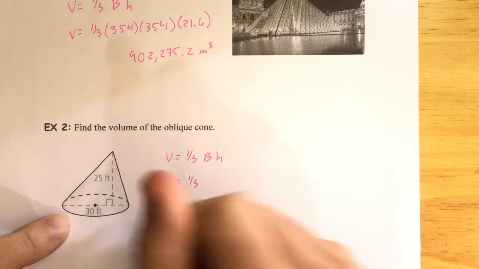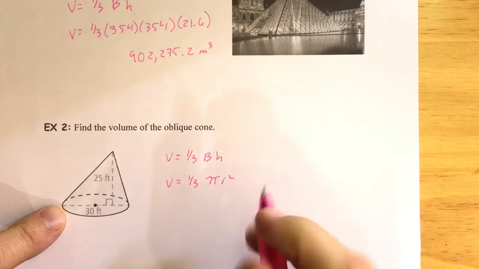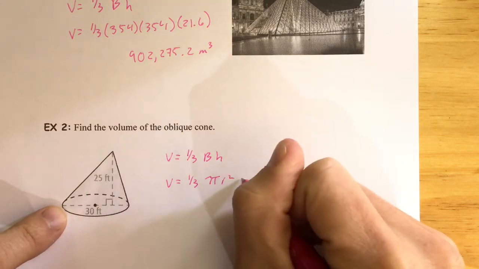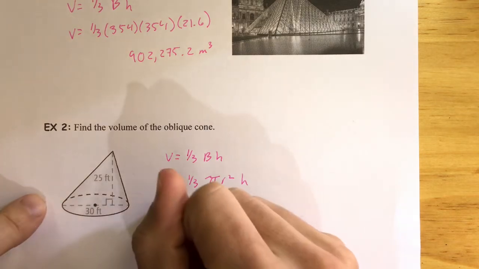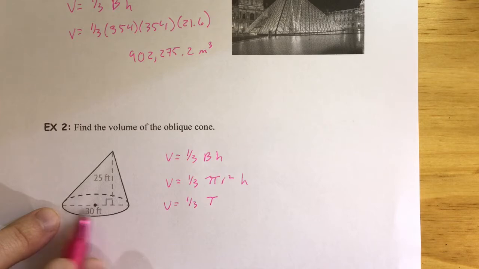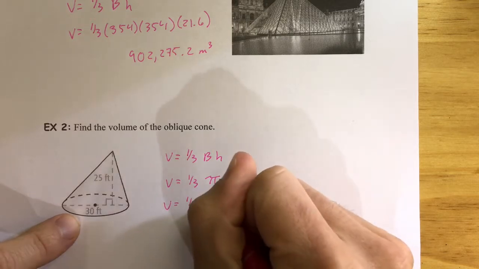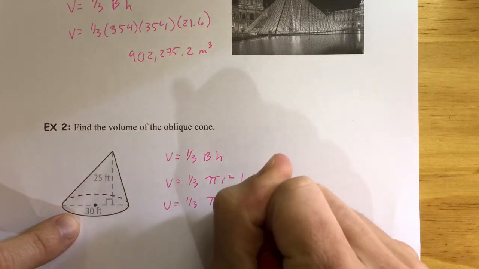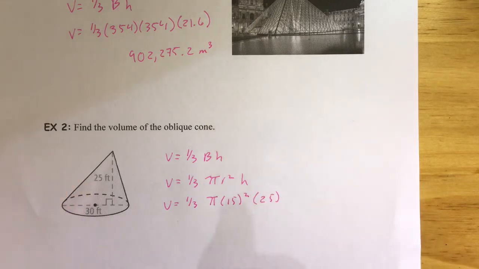And our base here is going to be a circle. So you're going to need a radius, pi r squared, and then your height. Your height is going to be that perpendicular height of the 25. So we'll get everything filled in here. This time we're looking at a diameter, so the 30 is the full diameter, and the radius is going to be 15. The height is 25.